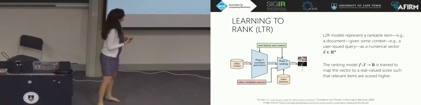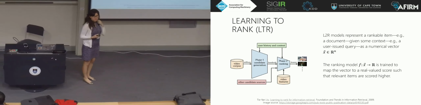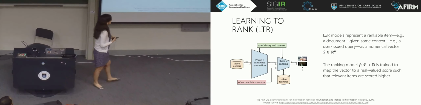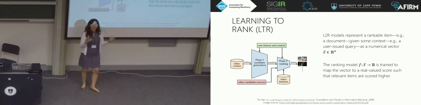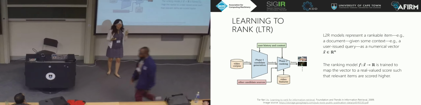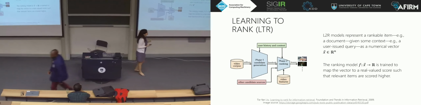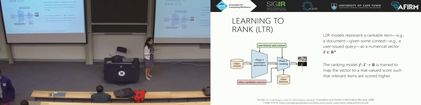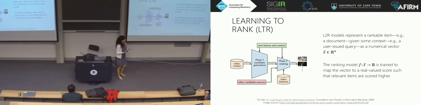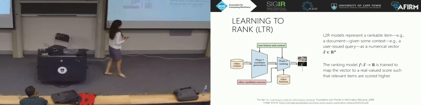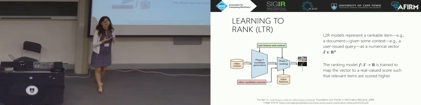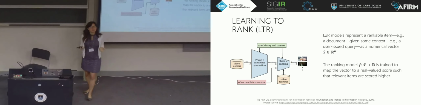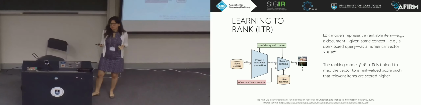Okay, so let's try to give a more formal definition of what we are trying to do in learning to rank. So how do we represent the items? We have a set of items in learning to rank. How do we represent them? In the context of learning to rank, a rankable item, like in the context of search, a document, given some context, is represented as a numerical vector, where each dimension of this vector could correspond to a different feature associated with this vector.